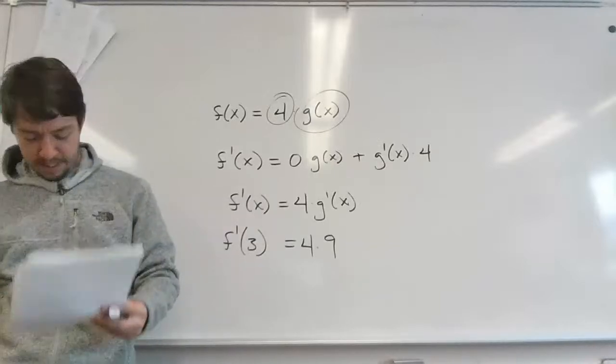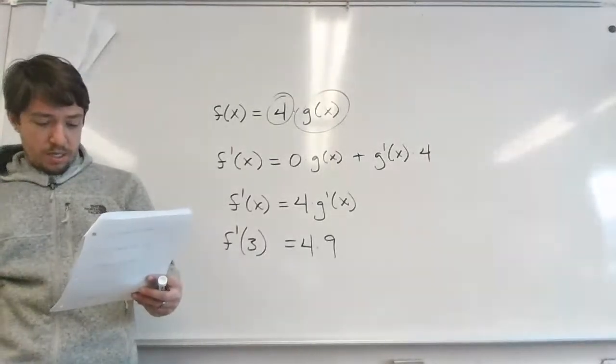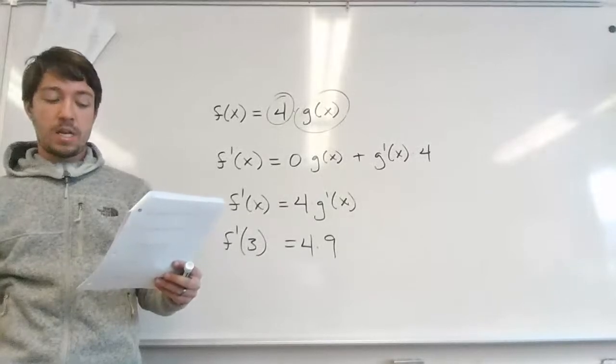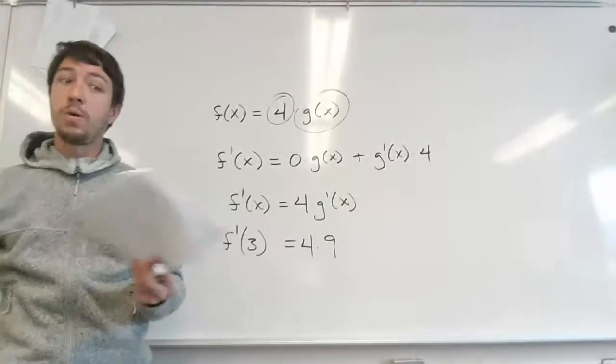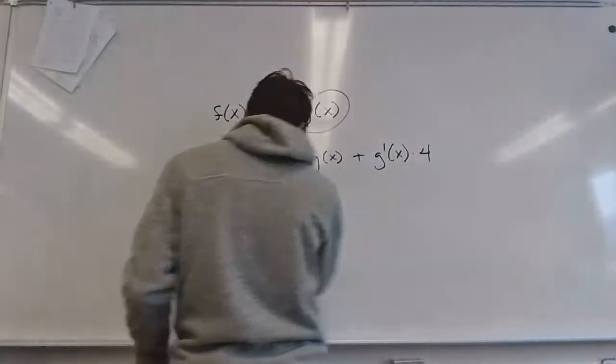Okay, look at 16. 16 is a bit of a weirdo. Listen, it's not f times g of x, it's f of g of x. So what rule is that going to be? Chain.